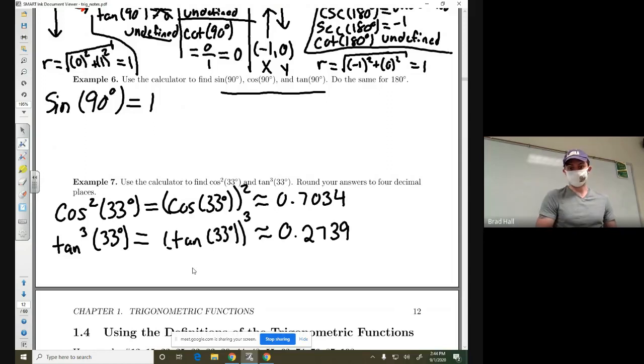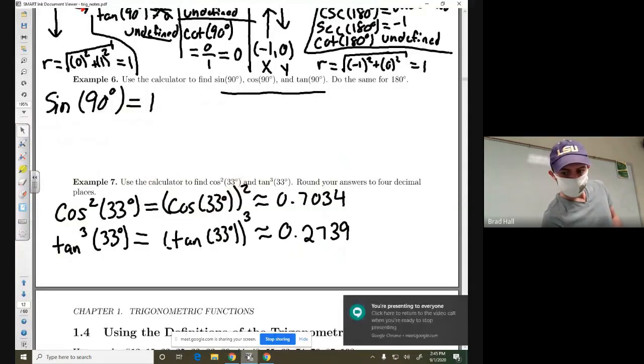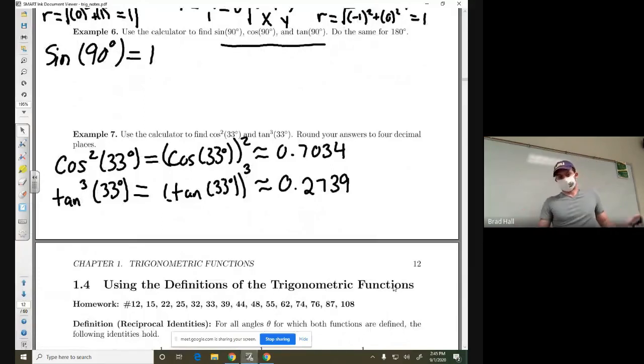Is anyone not getting these values? Well, if you're not getting those values, just ask me at another point. Otherwise, let's go ahead and move on to the next section on using the definitions of the trigonometric functions.